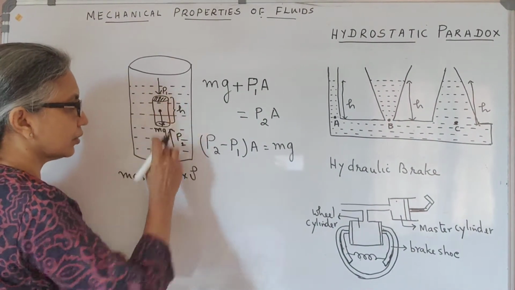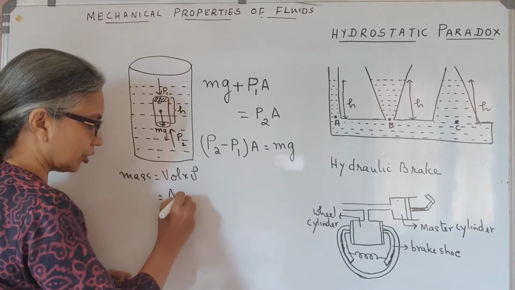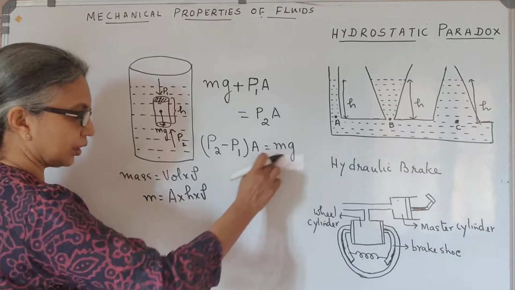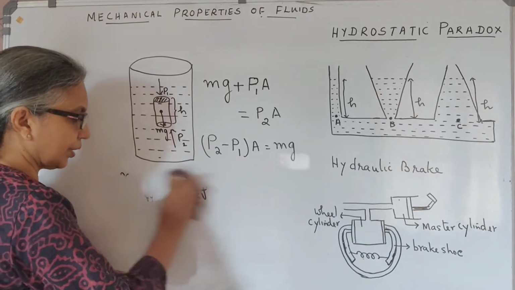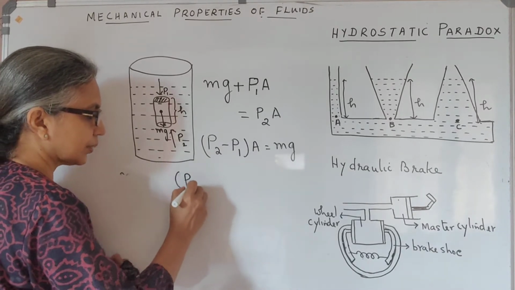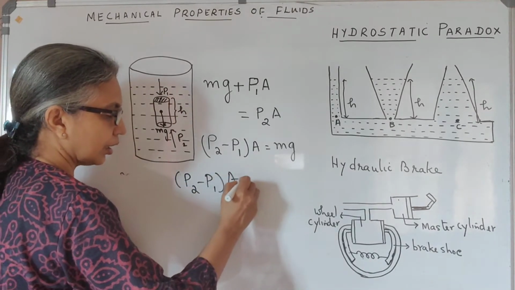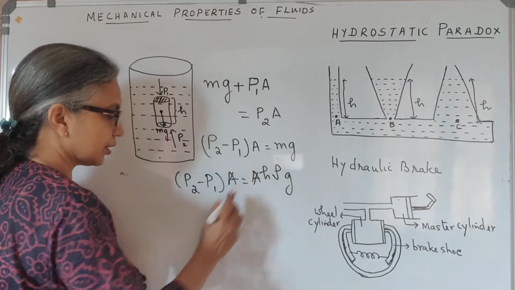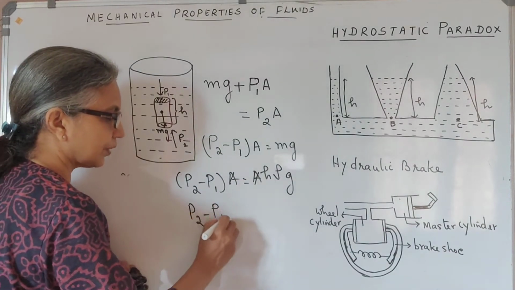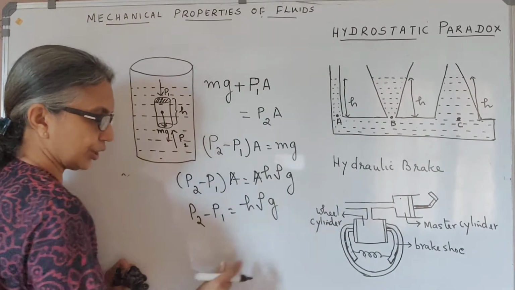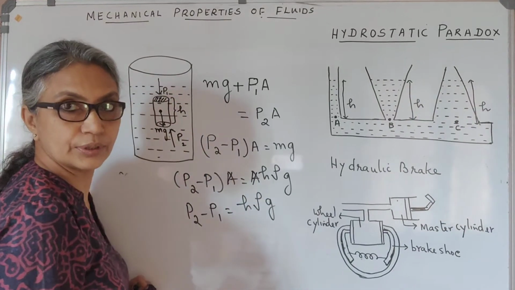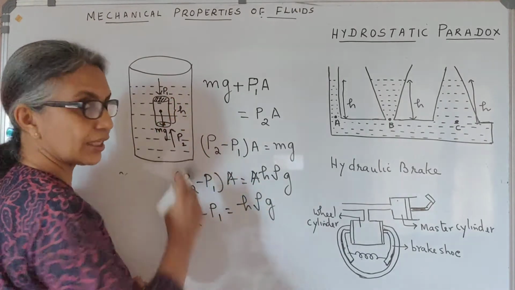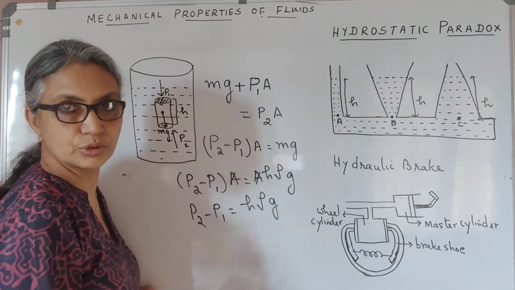This mass, as you know, is volume into density, because density is mass by volume. The volume of the cylindrical element is base area into the height. So I'm going to substitute for mass as A h rho. So (P2 minus P1) into A is A into h into rho g. If I cancel A, we see P2 minus P1 equals h rho g, where h is the height of that fluid element we have taken, rho is the density of the fluid, and g is acceleration due to gravity.